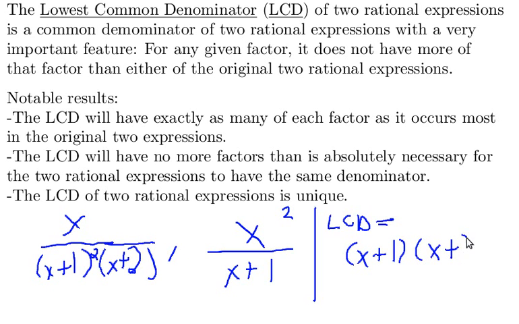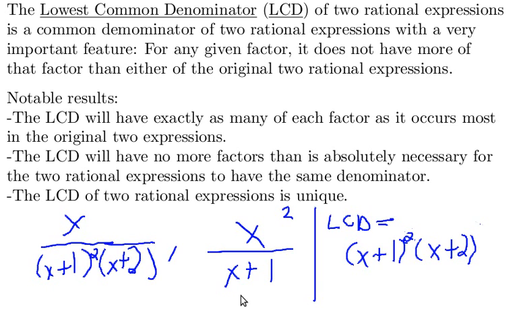Because the lowest common denominator, since it is a common denominator, will have each factor in the denominators. But the important thing is what's going to be the power here and the power here. So it will have exactly as many of each factor as it occurs most in the original expressions. So this x plus 1 in this one occurs exactly one time. But in this one, it occurs twice because it has this to the power of 2 here. So that means this part will have a power of 2.